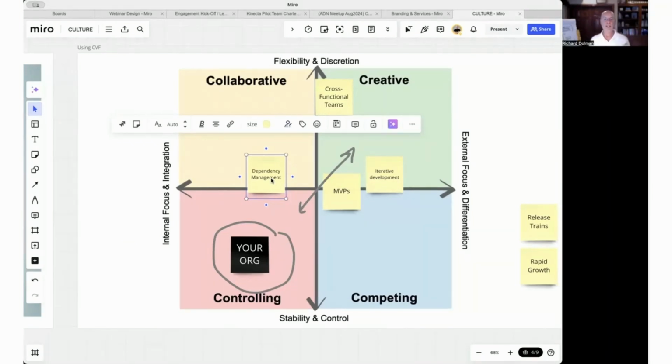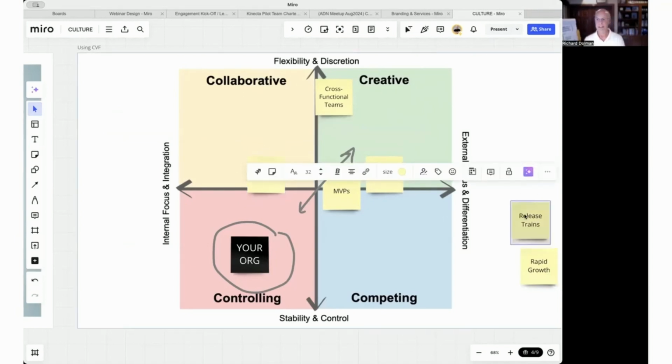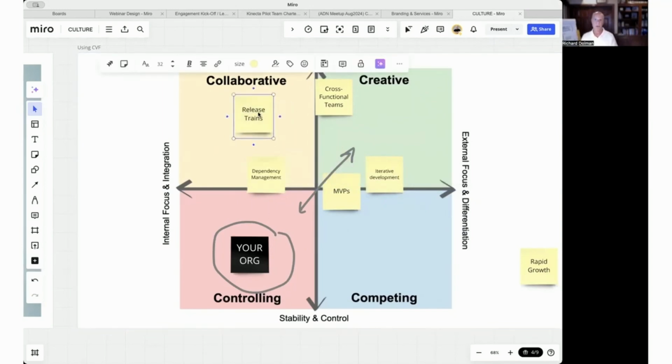But I'm guessing that's going to be very low, and you'll see much better alignment there between the collaborative and the controlling cultures. You also mentioned release trains. Again, similarly, release trains as a starting point, it's really about collaboration. How do we all work together to deliver our products consistently?